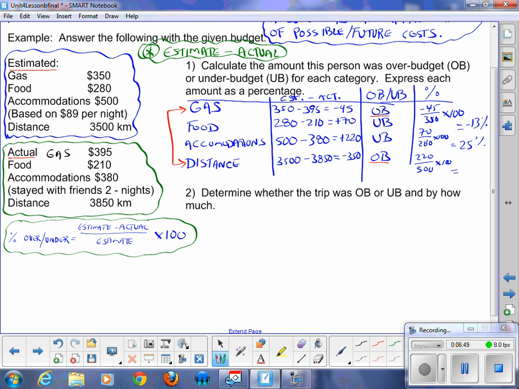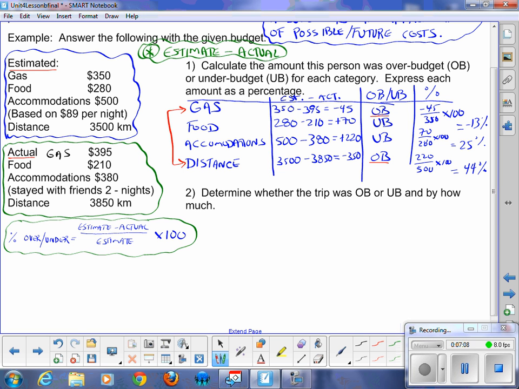So we had an overall savings there of 44%. So positives are good here because we under budgeted, so that's a good thing. So that's how you'd fill out that particular chart. Now that kind of combines a couple things, an A and a B part in some of the homework questions.